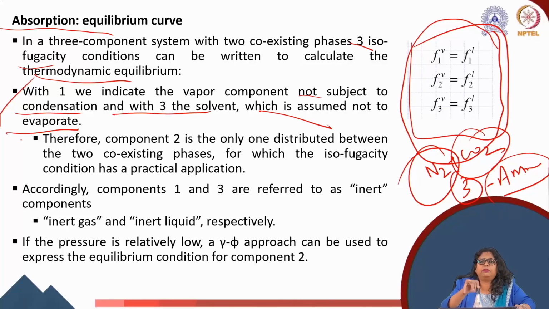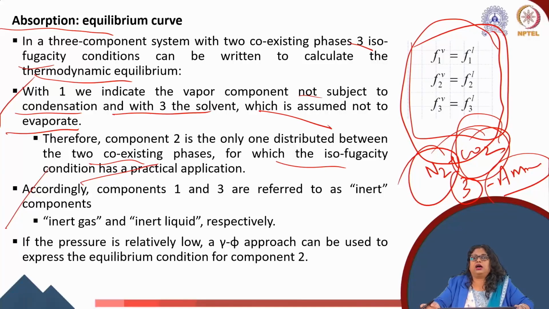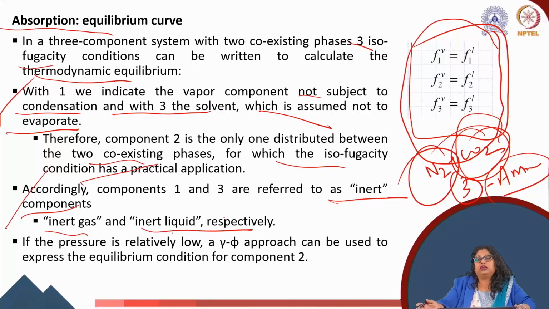Therefore component 2 is the only one distributed between the 2 coexisting phases. So what is component 2? In our case it is CO2. Component 2 is the only one distributed between the 2 coexisting phases, for which this isofugacity condition has a practical application. Accordingly, component 1 and 3 are referred to as inert components here. So inert gas and inert liquid we can name them correspondingly.